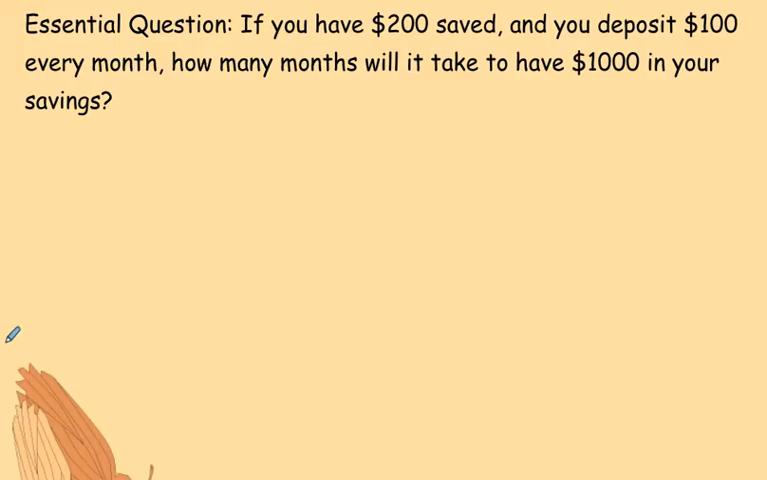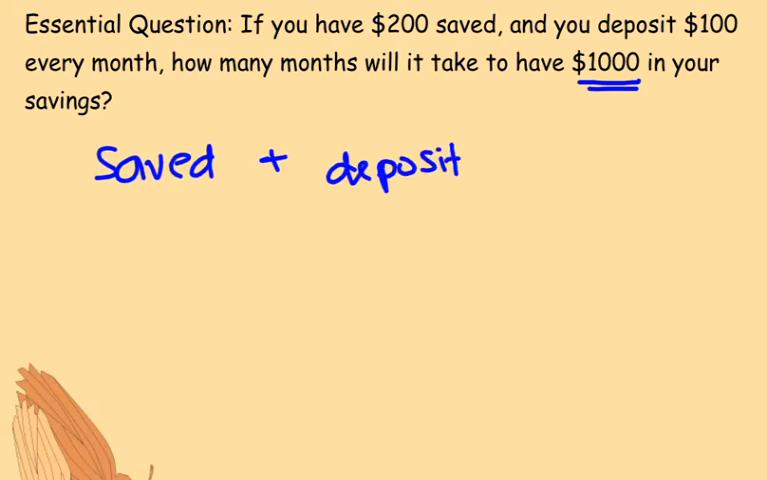So back to our essential question: if you have $200 saved and you deposit $100 every month, how many months will it take to have $1,000 in your savings? How can you relate how much you already have to how much you're depositing every month to how much you will end up having? To do that, you can set up an equation. You want to take what you have in your savings and add how much you're depositing, so together you'll have $1,000.